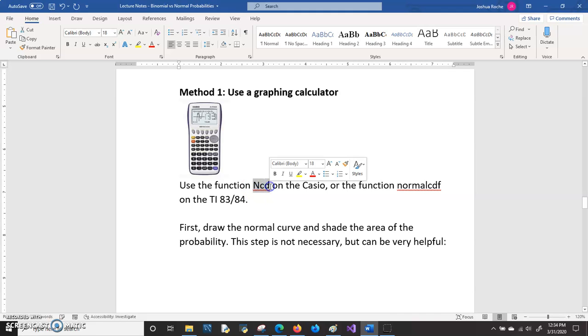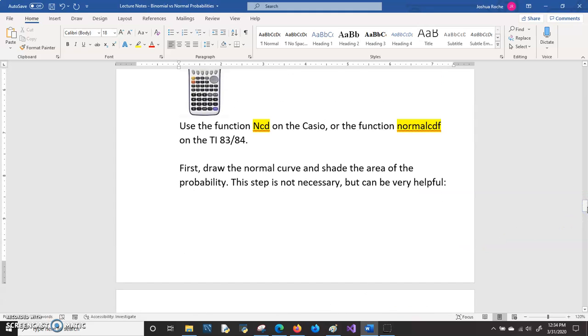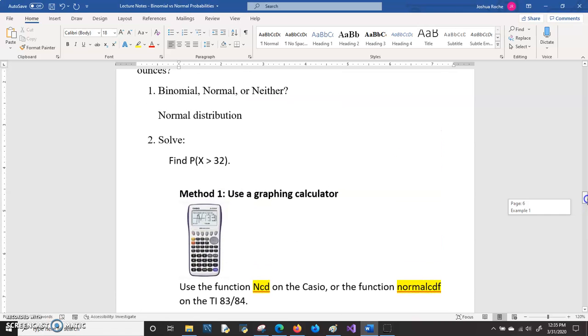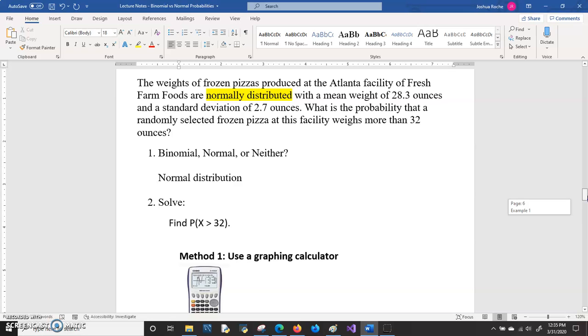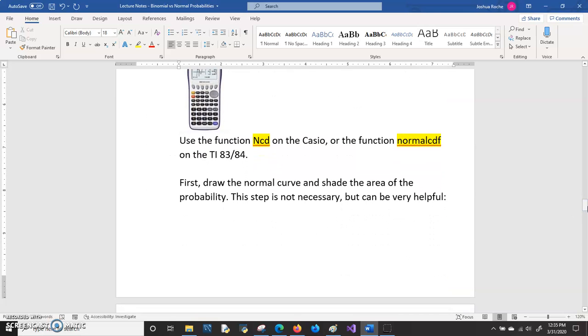On the Casio calculator, if you use that, you would use the function called NCD. On the TI calculators, you would use the function called normal CDF. And when you're working out this kind of a problem, it helps to draw out a normal curve and shade the area that represents that probability. So the mean weight was 28.3 ounces. This is a normal distribution. I'll draw out a normal curve.